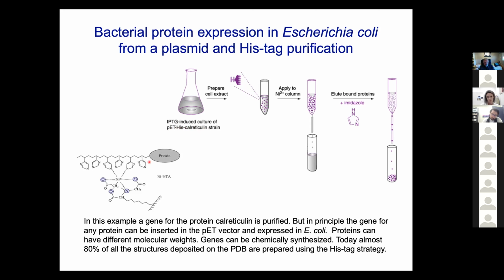This is calreticulin. And here you have 1, 2, 3, 4, 5, 6 histidines sitting, in this case, looks like to be on the N-terminal side. But in other cases, you can also have the his tag on the C-terminal side. You can try both. Sometimes one works better, sometimes the other works better.